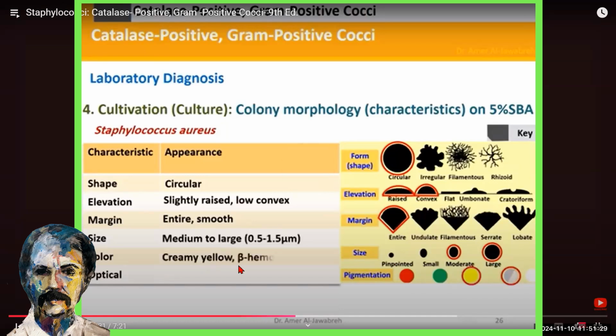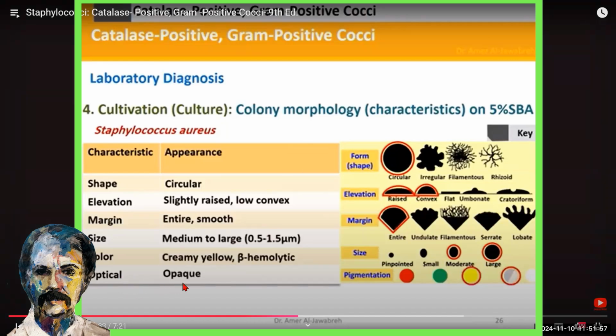Color, creamy to yellow. Sometimes creamy alone, the Staph aureus, and sometimes creamy to yellow. I will show you in a minute. And beta hemolytic. Staph aureus gives beta hemolytic. If you want to see a good display of beta hemolysis, just incubate it in CO2 or maybe anaerobically.